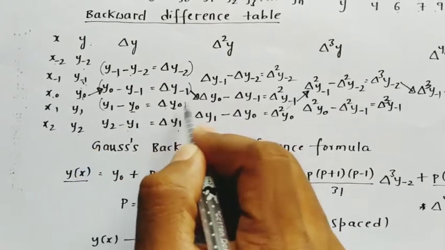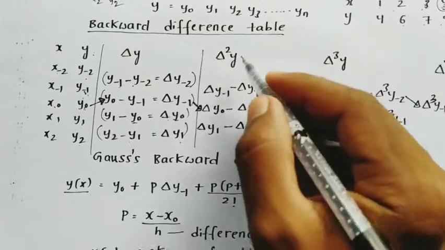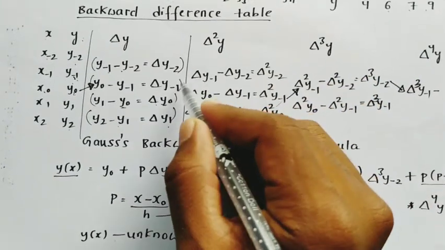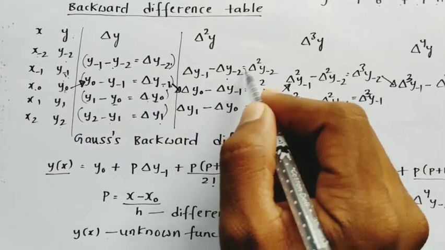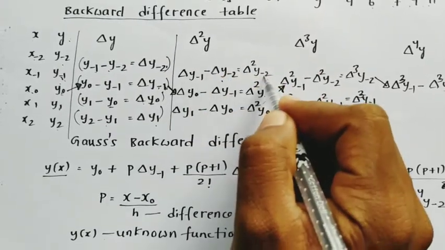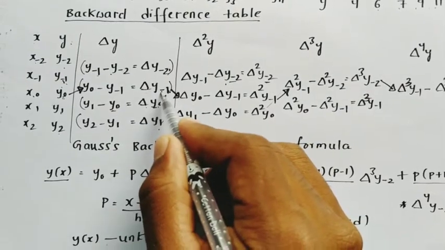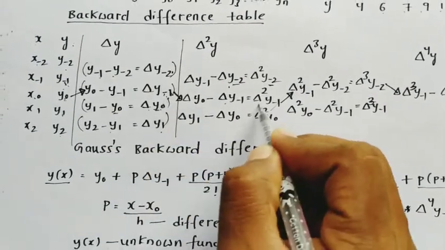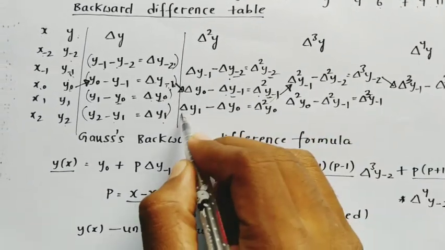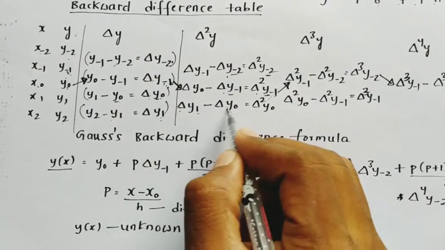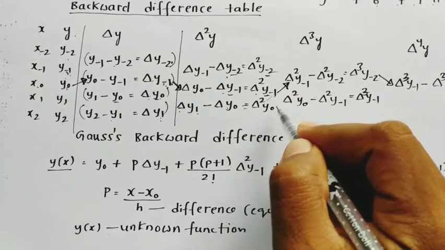In this way we find the values of delta y and delta square y. Delta square y minus 2 is delta y minus 1 minus delta y minus 2. Similarly, delta y0 minus delta y minus 1 gives delta square y minus 1, and delta y1 minus delta y0 gives delta square y0.